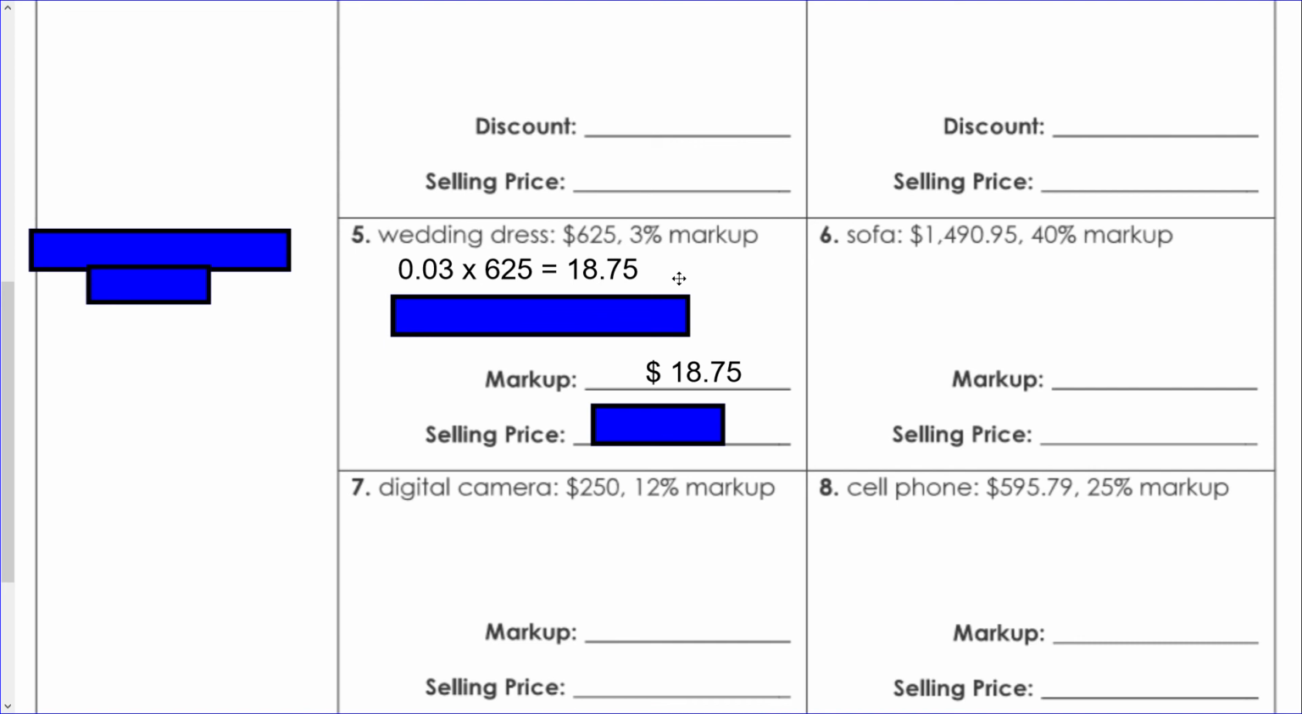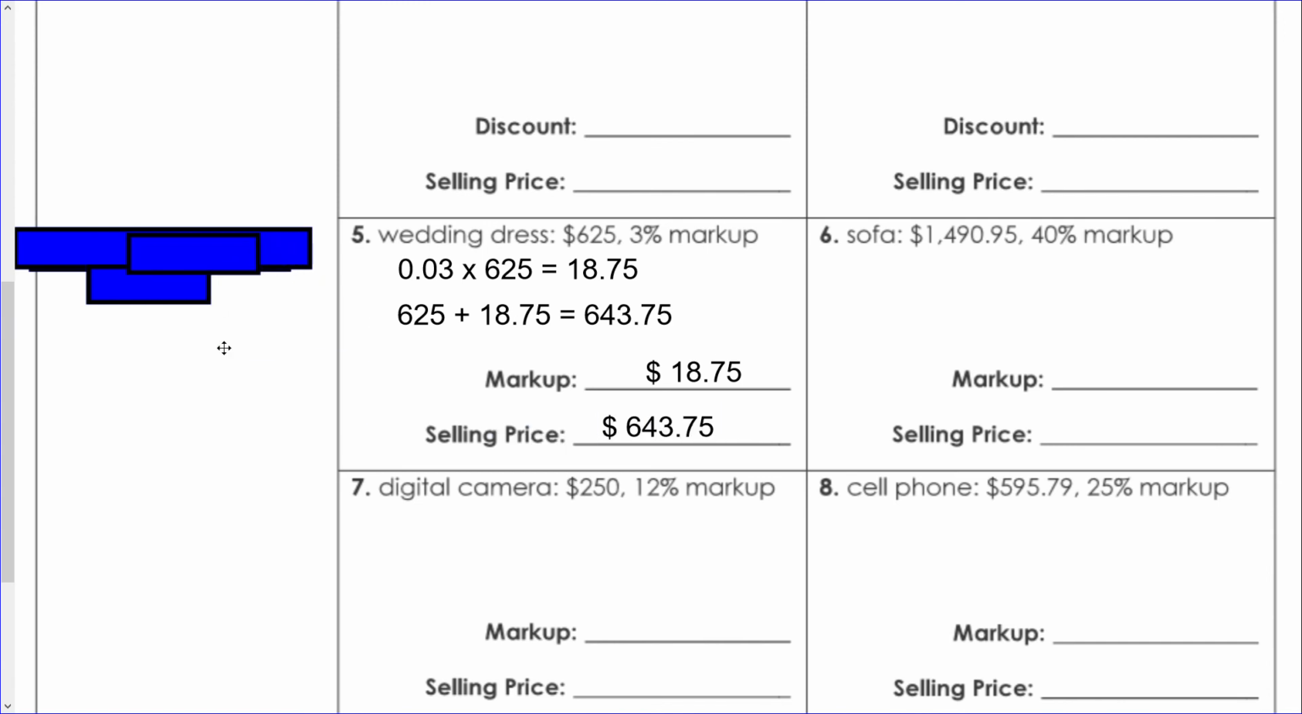Then, because it is a markup, we need to add that to the original price to get the total selling price for the customer. So adding that together should be $643.75. That's all there is to finding the markup or the discount. You are just making sure that you add or subtract accordingly.